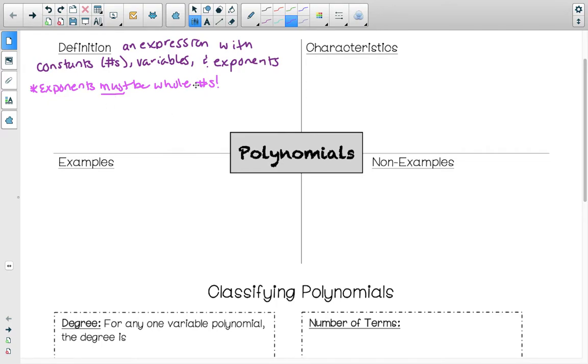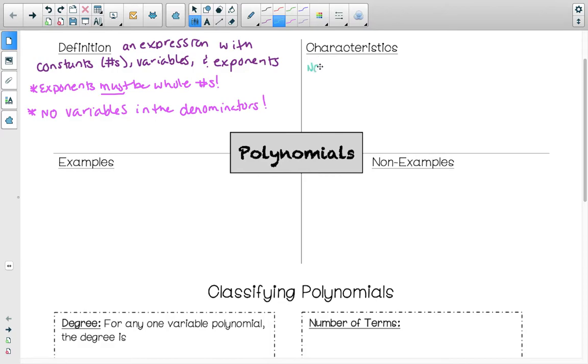Because the exponents must be whole numbers, that means they cannot be negative, which means that there will be no variables in the denominators. If you have an exponent that is negative, the variable will become part of the denominator, which we're not allowed to have.